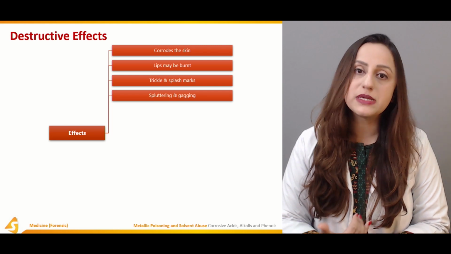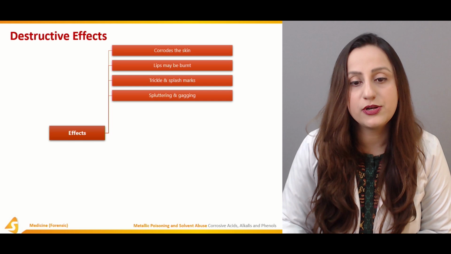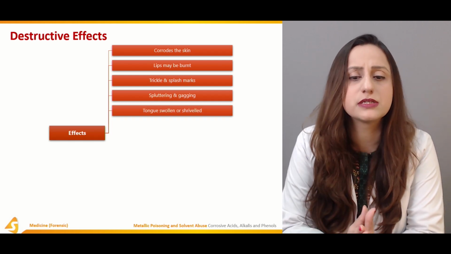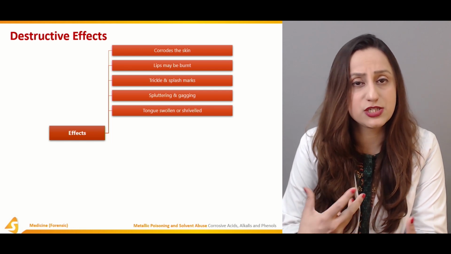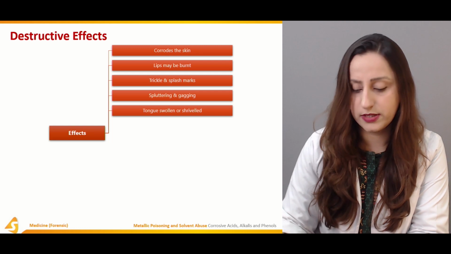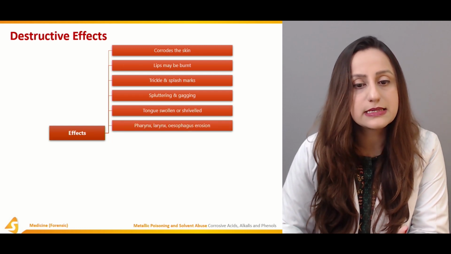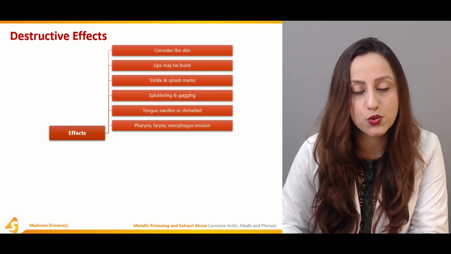So if the neck muscles are involved, it can be an asphyxiating condition, and that will result in gagging phenomena. The tongue is swollen after this corrosive and destructive action. It is shriveled and swollen. In a lot of cases, erosions of the pharynx, larynx, and the esophagus also occur.